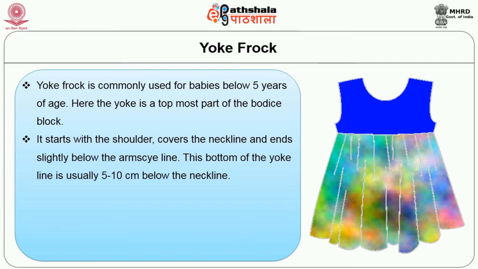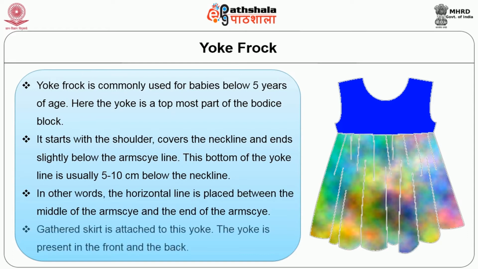This bottom of the yoke line is usually 5 to 10 centimeters below the neckline. In other words, the horizontal line is placed between the middle of the armscye line and in the end of the armscye line. The gathered skirt is attached to this yoke. The yoke is present in the front and the back patterns.